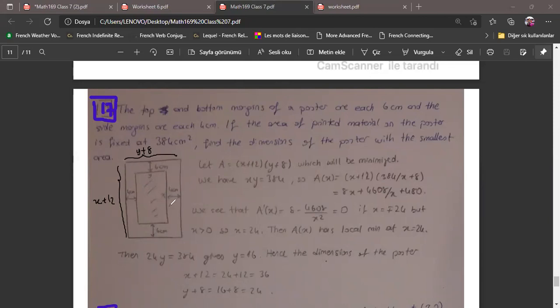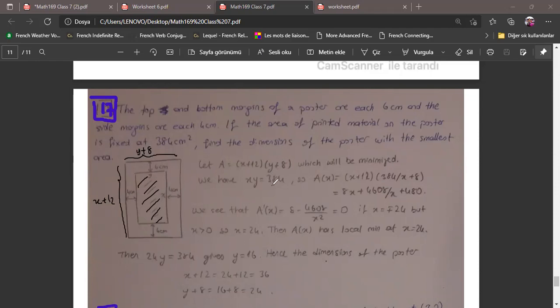Okay, this whole thing is the poster, right? So its area is y plus 8 times x plus 12. Okay. So we have this function again with two variables. No, I'm making a mistake here. Yes, I was right before. So this is the printed material. This is the printed area, sorry. So xy is equal to this now, right?